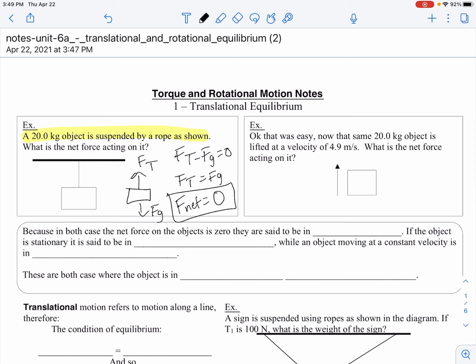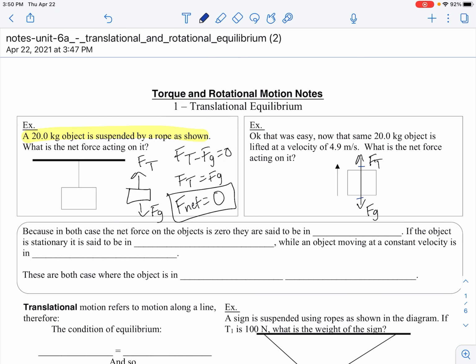Okay. All right. Similar example, although in this case, our box is being lifted at a velocity of 4.9 meters per second. What is the net force acting on it? Now, in this case, it may seem like there would be a net force because it's being lifted and it is in motion, but the reality is, all right, we still have the force of tension, which is lifting it. We still have the force of gravity.